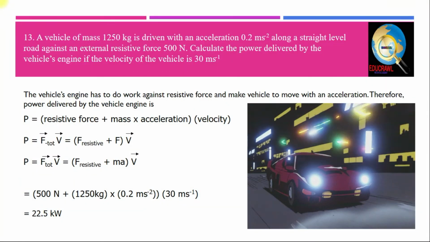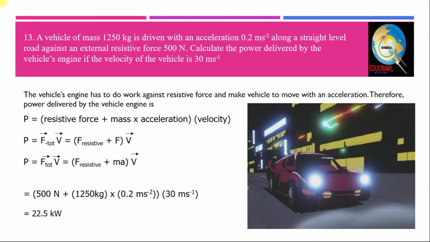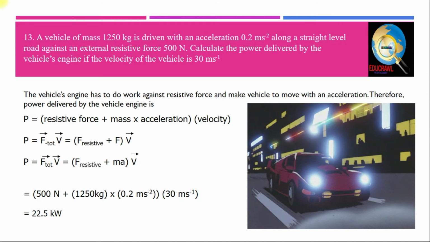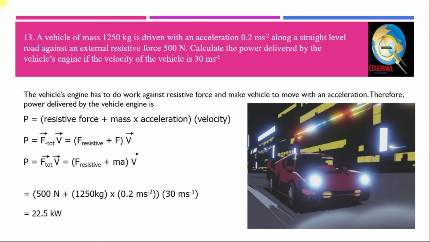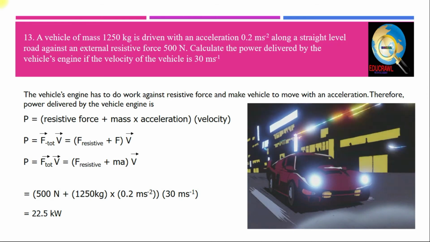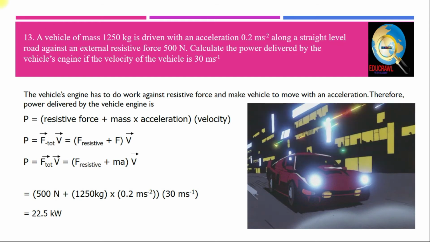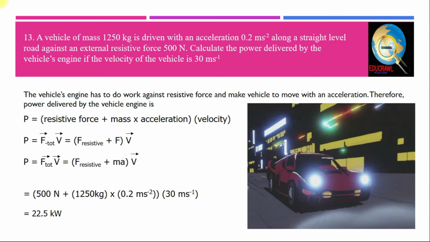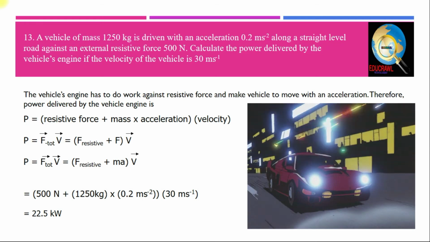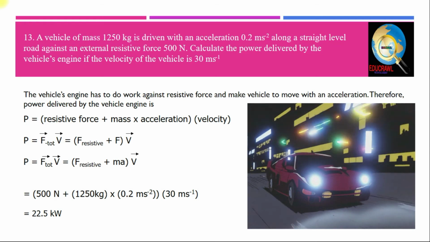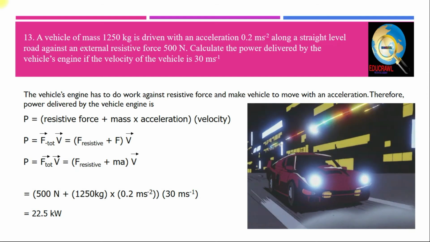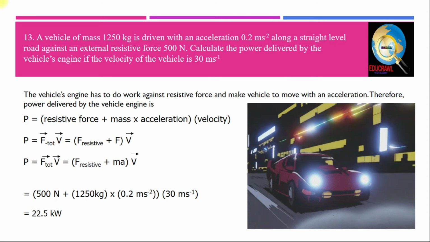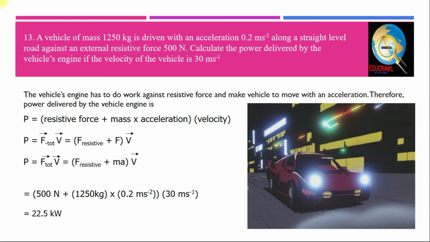13th problem. A vehicle of mass 1250 kg is driven with an acceleration of 0.2 meter per second square along a straight level road against an external resistive force of 500 Newton. Calculate the power delivered by the vehicle's engine if the velocity of the vehicle is 30 meter per second. When the vehicle is moving, we need to find the power delivered by the vehicle's engine.